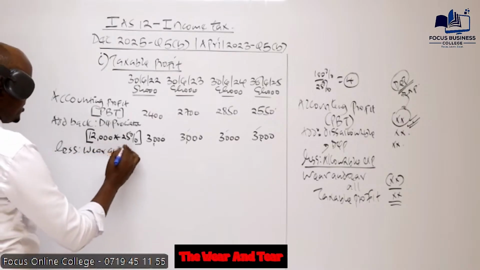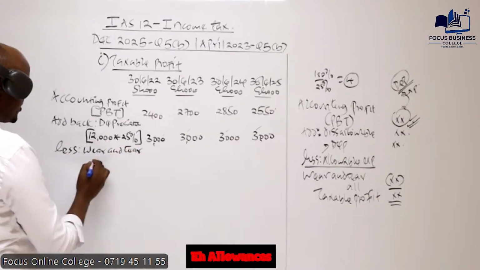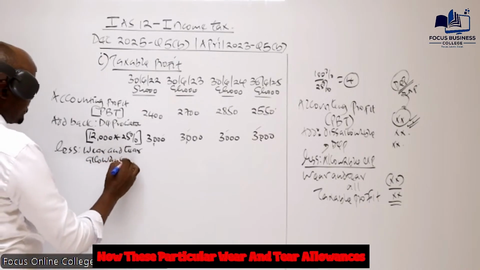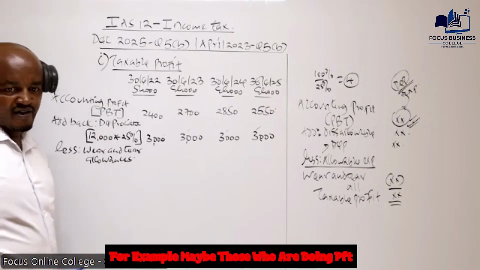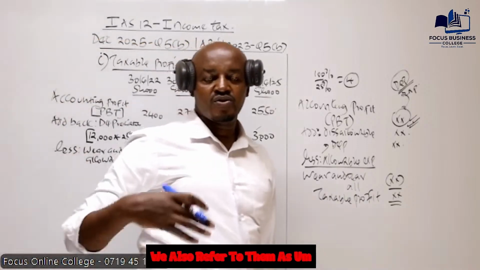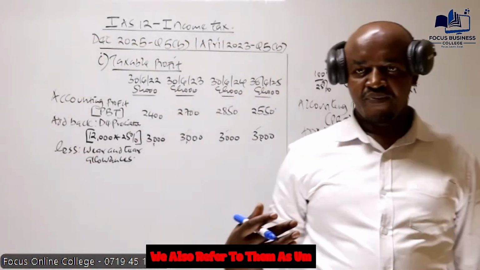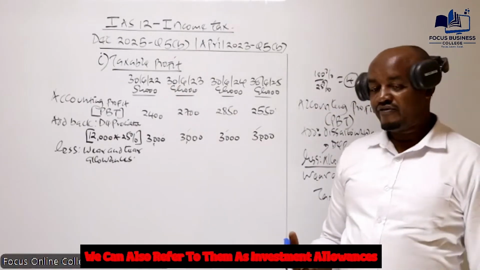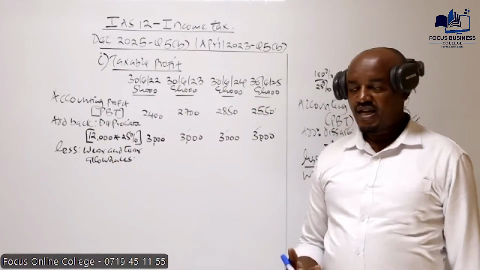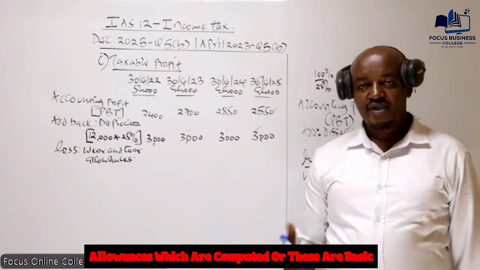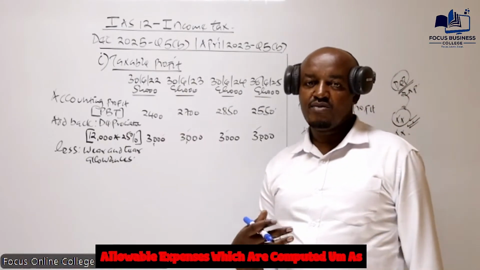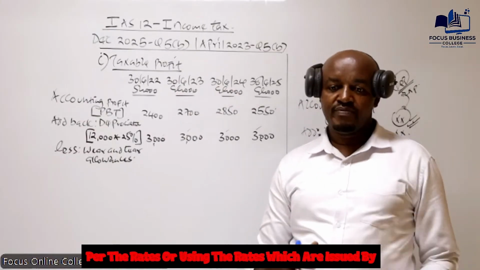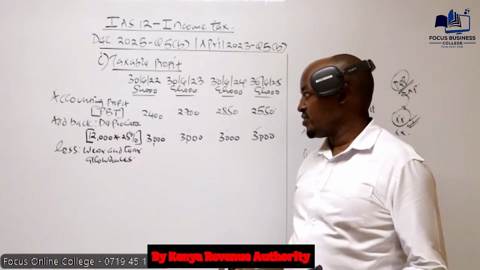The wear and tear allowances. Now, this particular wear and tear allowance, for example, maybe for those who are doing PFT, we also refer to them generally as capital allowances. We can also refer to them as investment allowances. These are basically allowable expenses which are computed using the rates issued by Kenya Revenue Authority.